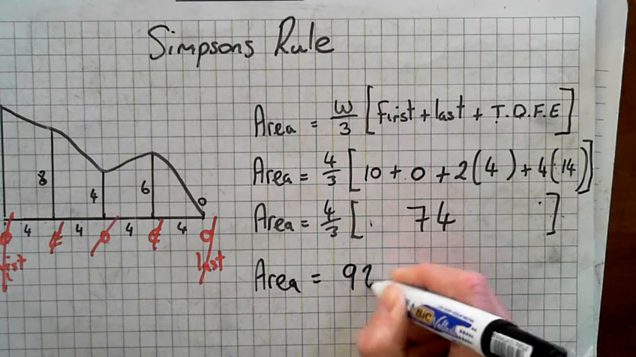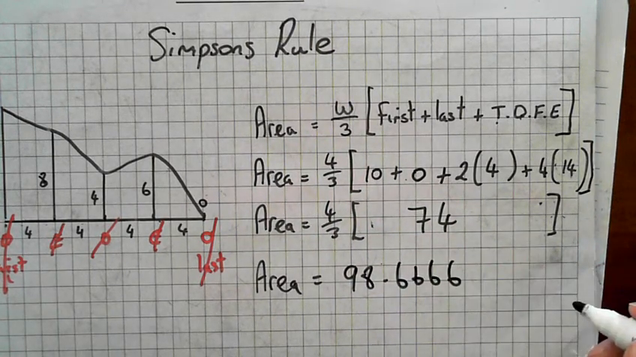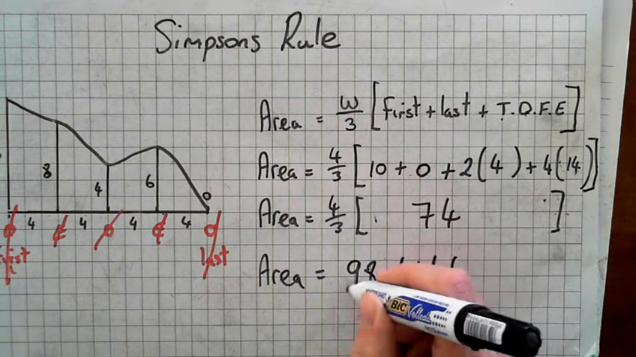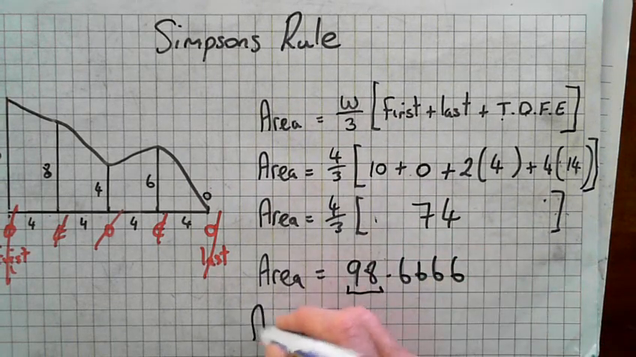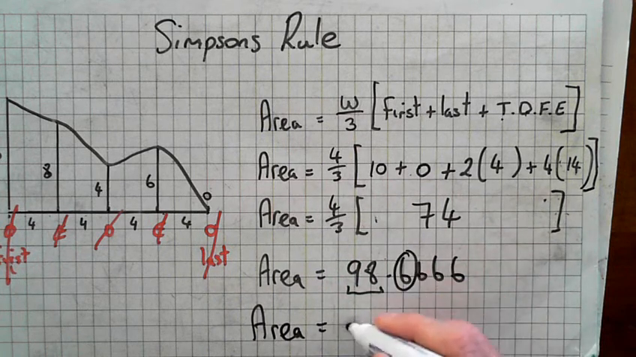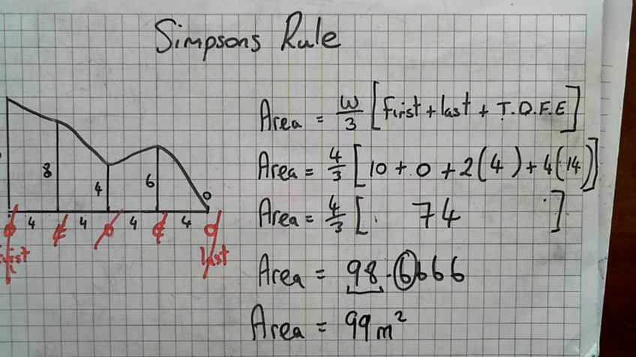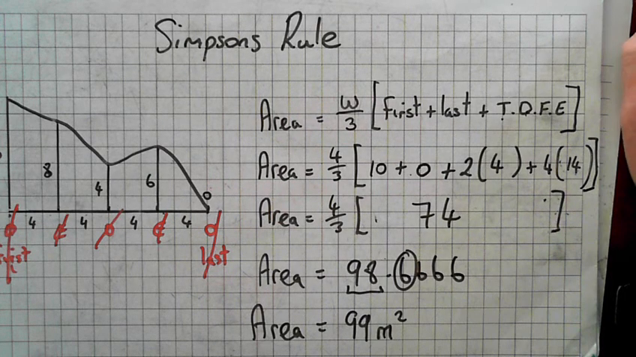Area is equal to 98.666 recurring. So let's say you wanted to get it to the nearest whole number. The 6 would round up to 7, so 99 meters squared is the area of my garden. So big enough. Okay, do you understand that example?